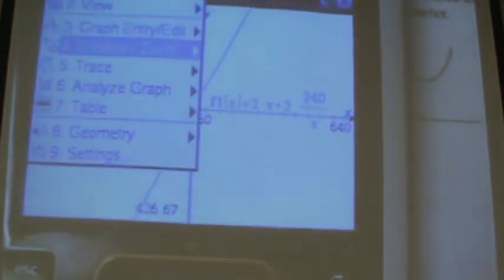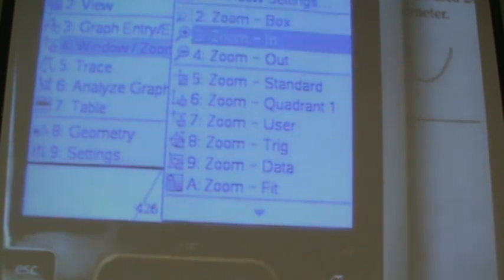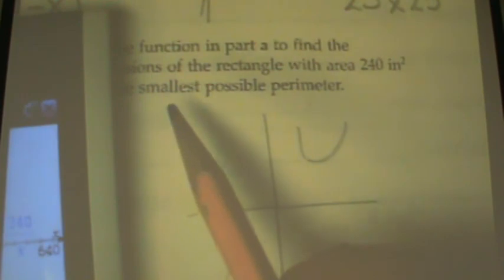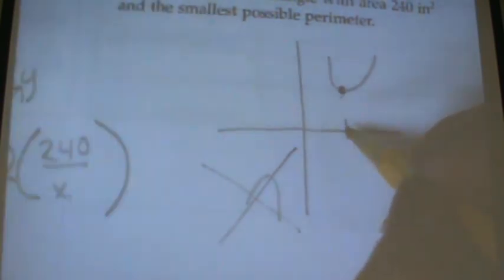Menu. You get these two parabolas. Well, they're not really parabolas, I don't know what you want to call them. But you want this minimum. Why do I want a minimum? Because they're asking you for the minimum, the smallest possible perimeter. So you want this x value right here. Why am I going to disregard this? You don't want negative dimensions of a rectangle. So how do you get this smallest possible dimension?